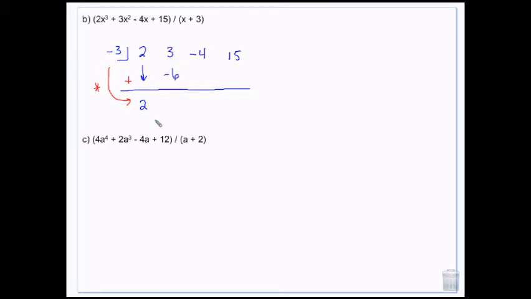So negative 3 times 2 is negative 6. I add those together and I get negative 3. Negative 3 times negative 3 is positive 9. I add those together and I get 5. Negative 3 times 5 is negative 15, and I add those together and I get 0. So I have no remainder. So my answer here, we were at a power of 3, so now we're at a power of 2.